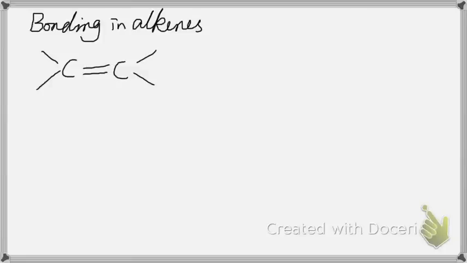Let's take a look at bonding in alkenes. We've talked about the structure of the C=C double bond in Chapter 1. We know that double bonded carbons, like this one, will be sp2 hybridized. So, sp2 hybridized carbon will be in trigonal planar shape, and the bond angle will be 120 degrees.